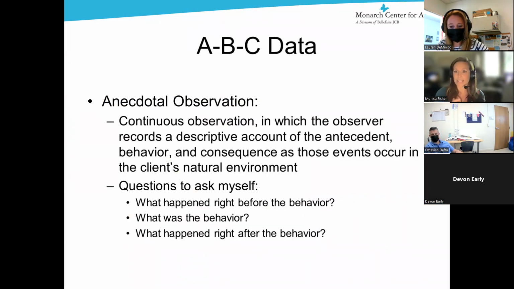Okay, so now that we know what antecedents and consequences are, we would want to determine how we can use that to track ABC data. So with ABC data tracking, you can use an anecdotal observation. So there's continuous observation. I'm just watching this child. I'm writing down a descriptive account of here's what happened before the behavior, here's what the behavior looked like, and then here's what happened after, as events occur in the client's natural environment. And that will give me an idea of potential things that might come before the behavior and potential things that might come after the behavior.